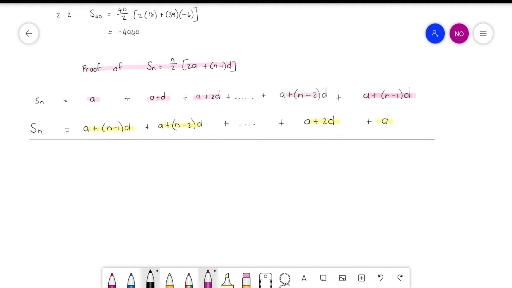So let's start with the easy part. What do you get when you add Sn and Sn together? 2, right? 2 Sns. Okay. I'm quickly going to expand this for you guys. No, I'm not going to do that. I'll show you why now. Okay. If I'm adding these two together, so I'm adding this one to that one, what do I get? 2a plus n minus 1 d.